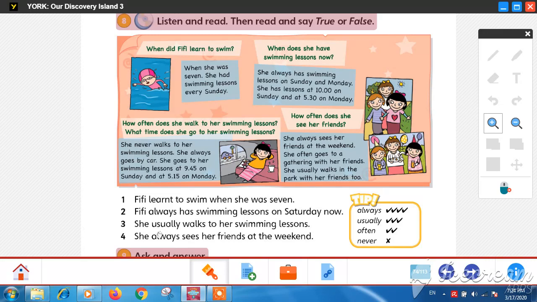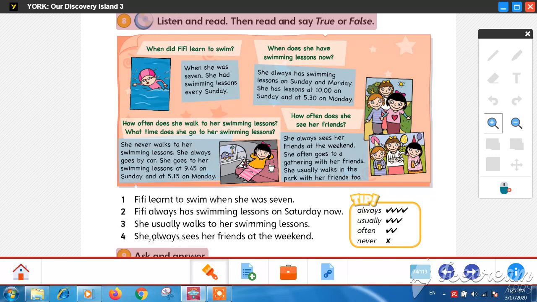Great job. Number 3, she usually walks to her swimming lessons. Yeah, very good. I can hear some students who said the word never is mentioned here, so the answer can't be true. This is false. She usually walks to her swimming lessons. This is false. She never walks to her swimming lessons. She always goes by car.